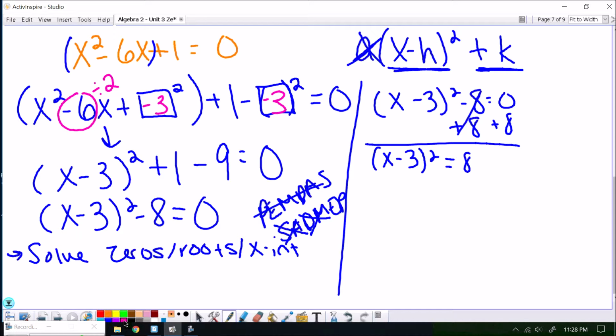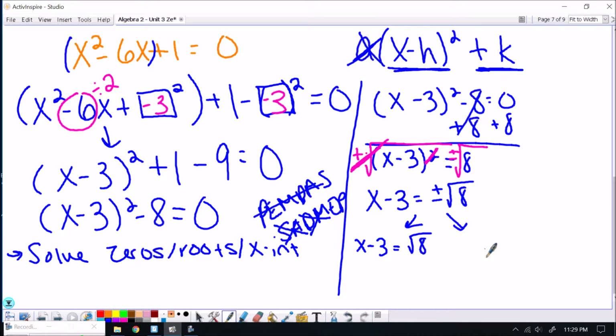To get rid of the square, we need a square root on both sides. And remember that the square root can be positive or negative. That is what gets rid of the square. They're opposites, they undo each other. So I have x minus 3 equals positive and negative square root of 8. So really, this is saying x minus 3 is equal to the positive square root of 8, and x minus 3 is equal to the negative square root of 8.